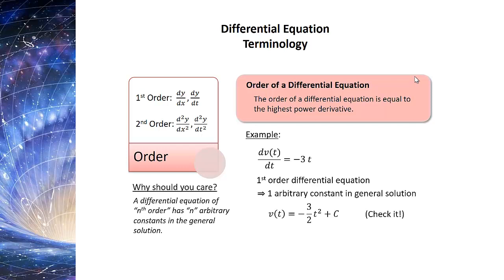Why should you care about describing the order of a differential equation? Well, a differential equation of nth order has n arbitrary constants in the general solution. So for an example here, we had a first order differential equation, so there should be one arbitrary constant in the general solution. So the general solution would be here, v of t is equal to minus 3/2 t squared plus c, where c is some arbitrary constant. So we know that this is a general solution and that that's all the arbitrary constants that we'll have in that general solution. If you don't believe me that this is a general solution to this differential equation, you should check it and see that it actually is a solution for all possible c values that you could choose, as long as c is some constant.